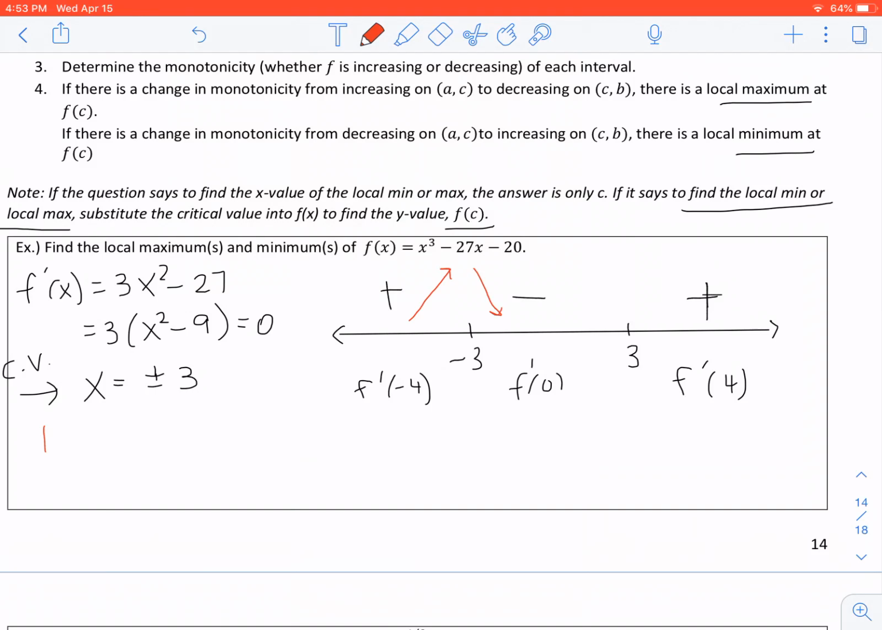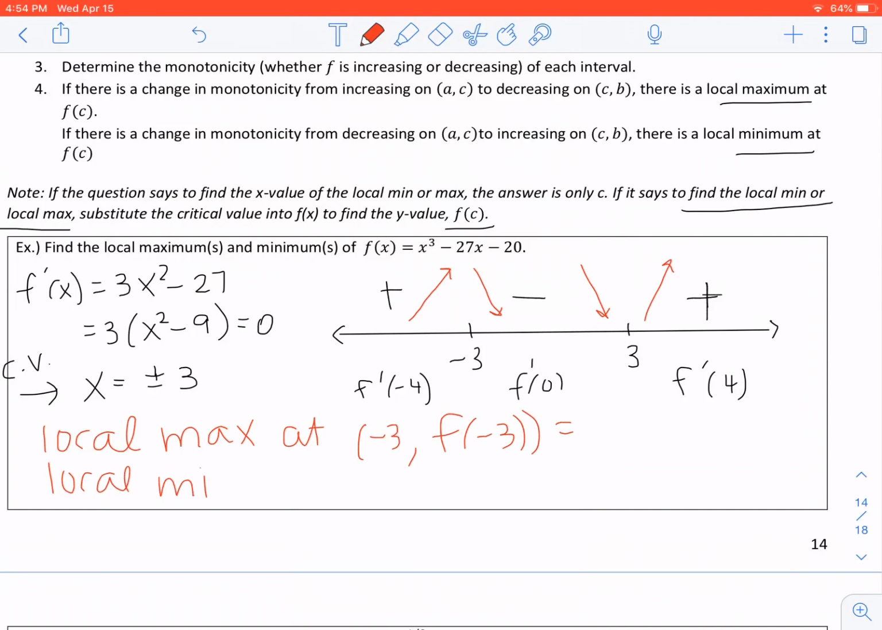So we have a local maximum, and it's at -3, comma, f of -3. We'll figure out that y value in just a little bit. And then at the next value, we go from a decreasing slope to an increasing slope, which means that we have a local minimum at 3, comma, f of 3.